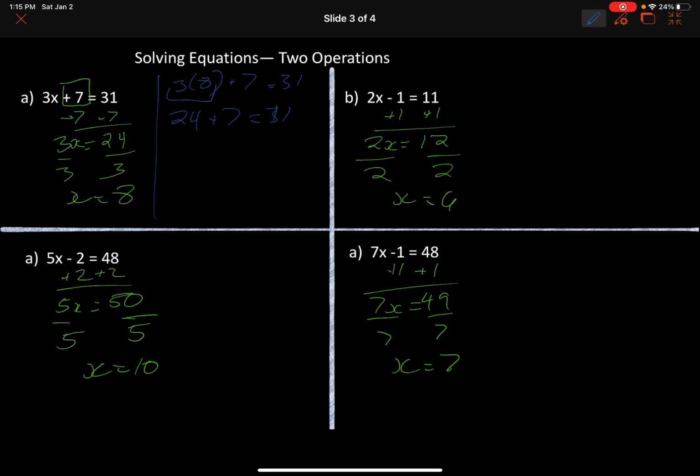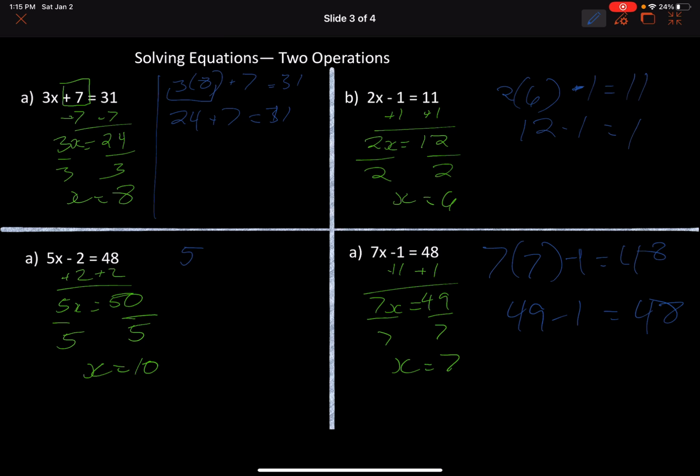Okay, 2 times 6 minus 1 is going to be equal to 11. This is 12 minus 1 equals 11. I have 7 times 7 minus 1 equals 48. So this is 49 minus 1, and it does equal 48. And then back here again, I have 5 times 10 minus 2 equals 48. So I have 50 minus 2 equals 48.